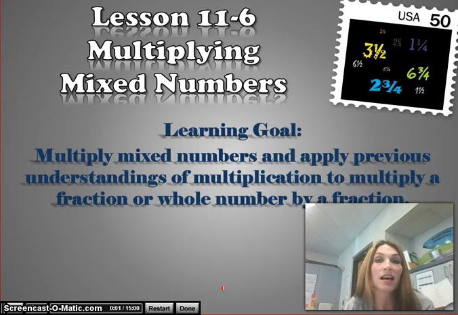Hi, welcome to lesson 11-6, multiplying mixed numbers. Our learning goal will be to multiply mixed numbers and apply previous understandings of multiplication to multiply a fraction or a whole number by a fraction.